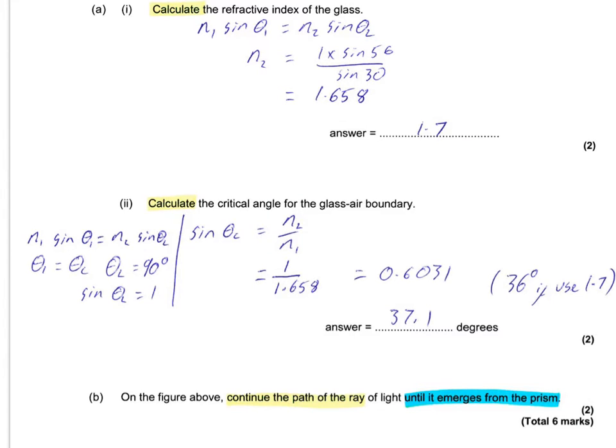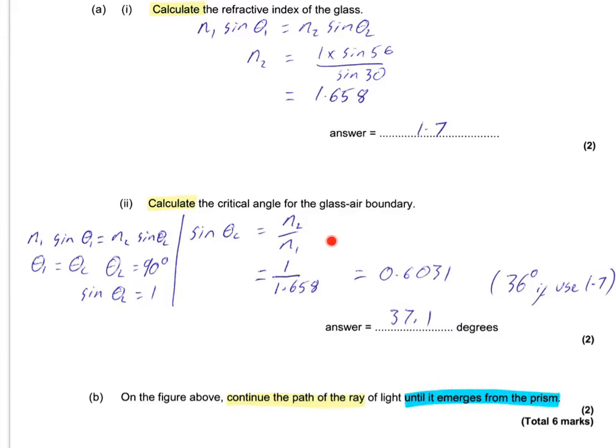Calculate the critical angle for the glass air boundary. Now again, you can go straightforwardly with n1 sine theta 1 is n2 sine theta 2. Theta 1 becomes the critical angle when theta 2 becomes 90 degrees. That means sine of theta 2 itself becomes 1, and we get sine theta c equals n2 divided by n1, and that essentially disappears because it's 1.